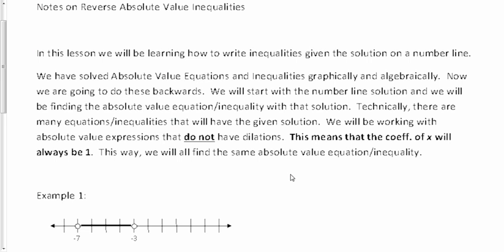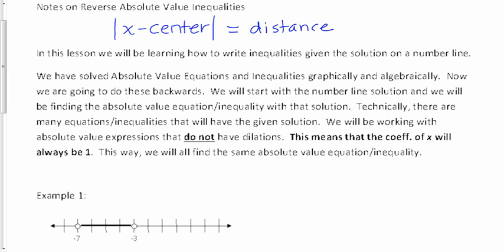In this video, we're going to learn how to write absolute value inequalities when we've been given the solution as a graph on a number line. In order to do this, we're going to relate back to what we did with equations. When we did this with equations, we did the absolute value of x minus the center to shift our center, and that was equal to the distance that we went out from the center when we were writing our equation.